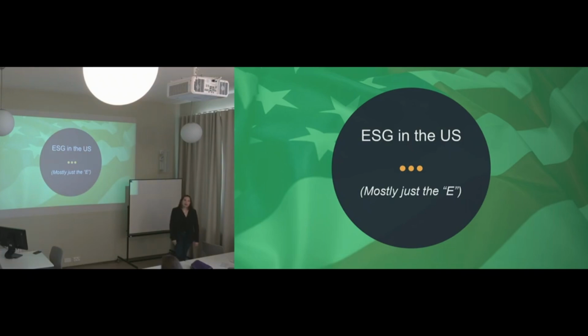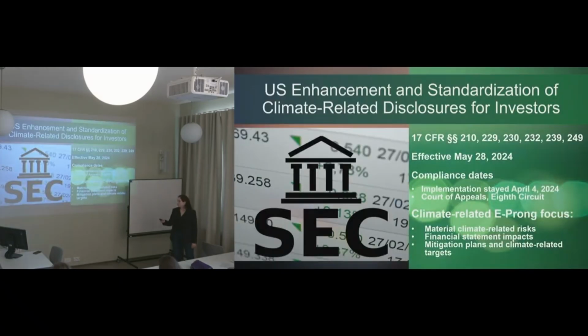So ESG in the United States. Unfortunately, we don't have a comprehensive framework. The United States is just focused on the E prong, that's the environmental prong. It's the scopes of emissions for greenhouse gases and things like that we talked about earlier. The U.S. rule is going to be called the Enhancement and Standardization of Climate-Related Disclosures for Investors. I know that's a mouthful, but it can be found in the CFR under these CFR numbers.